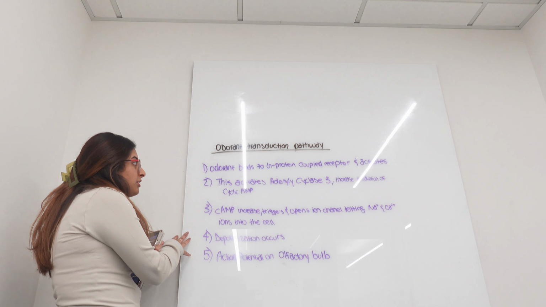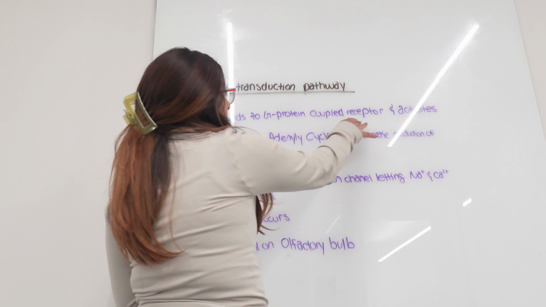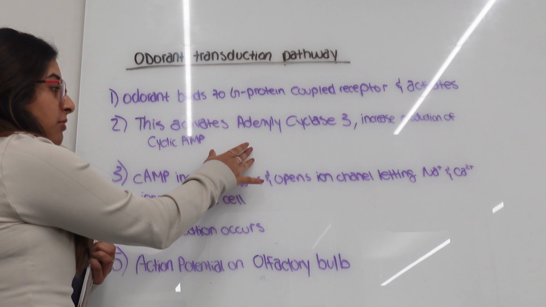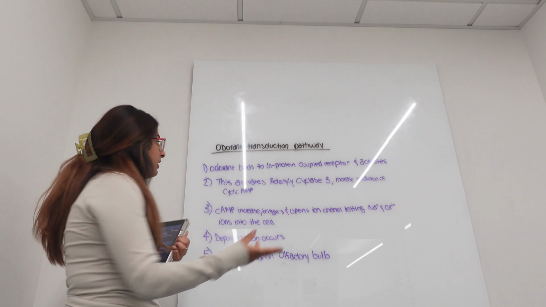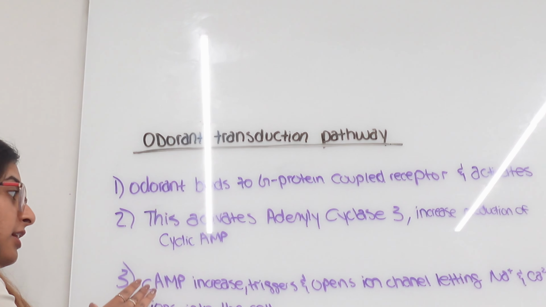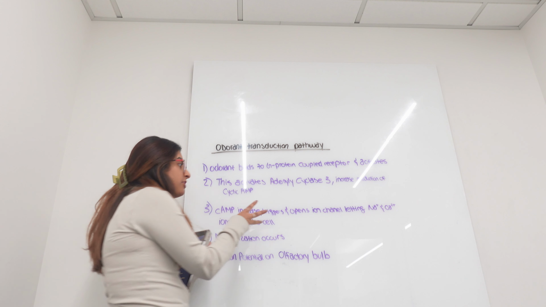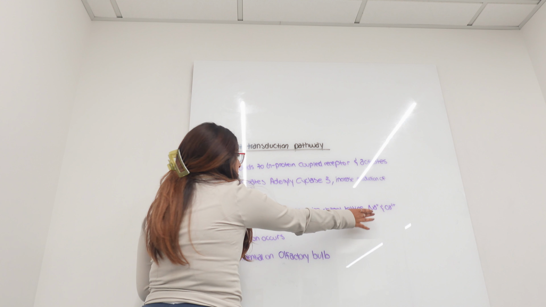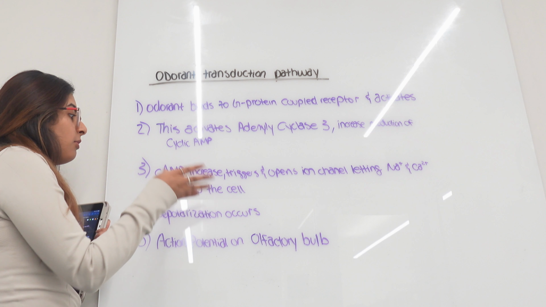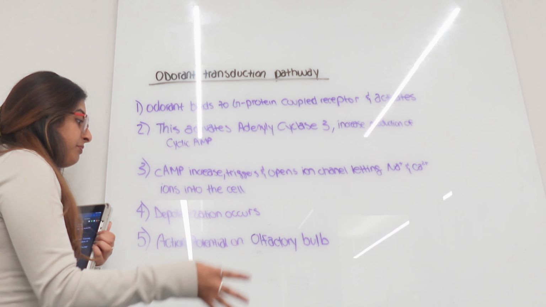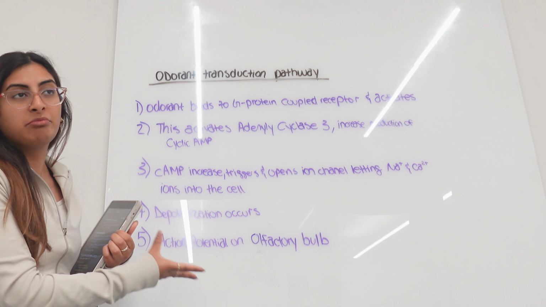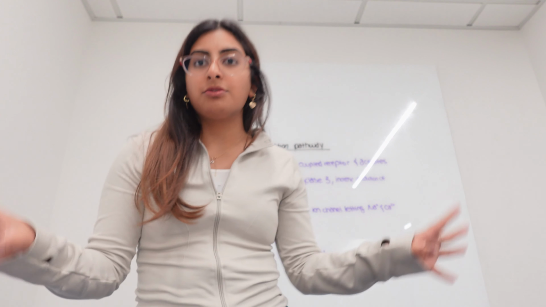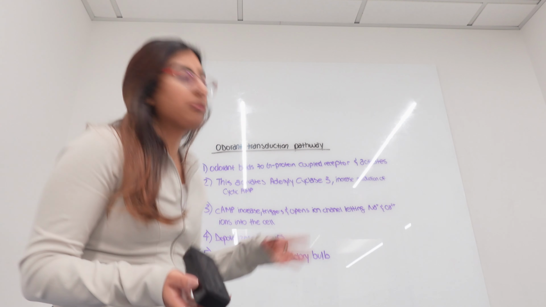The odor transduction pathway starts with the odorant binding to the G protein coupled receptor, which activates the G protein. That activates the adenylyl cyclase 3 protein, which increases the production of cyclic AMP. The increase in the amount of cAMP produced triggers and opens the ion channels. I spelled channels wrong, but it opens the ion channels, letting the sodium and the calcium ions into the cell, which allows for depolarization to occur in the cell, and finally an action potential on the olfactory bulb. Yeah. Now we're going to talk about gustation and its signal transduction pathway.